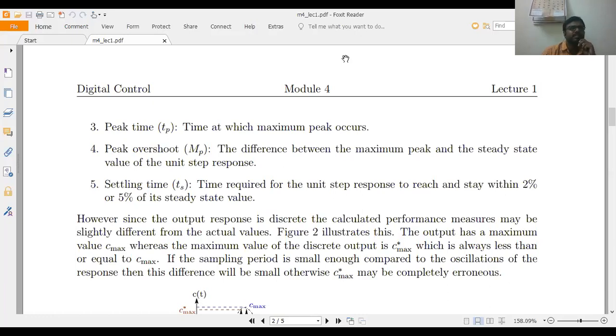Once again, I am discussing the definition of the settling time. The time required for the unit step response to reach and stay within 2 to 5% of its steady state value is called the settling time.